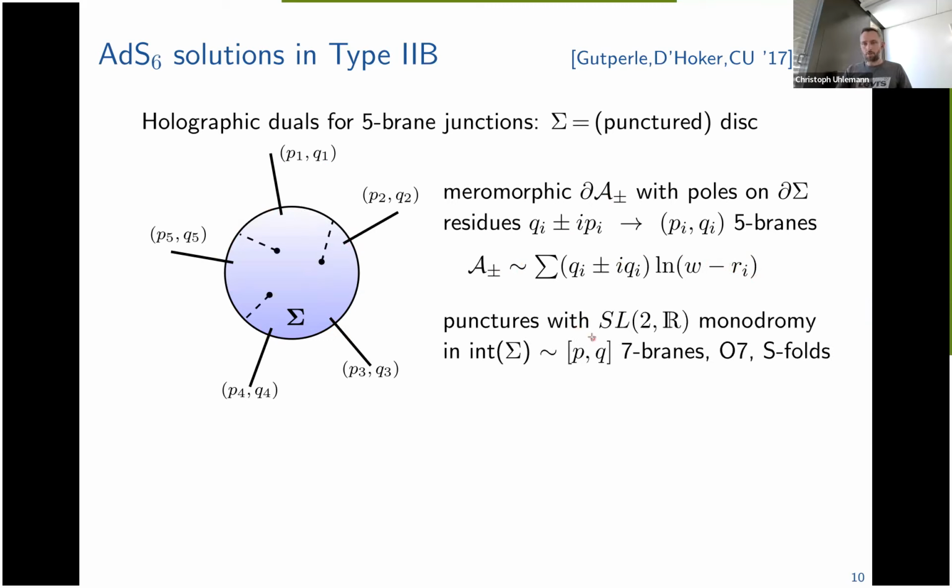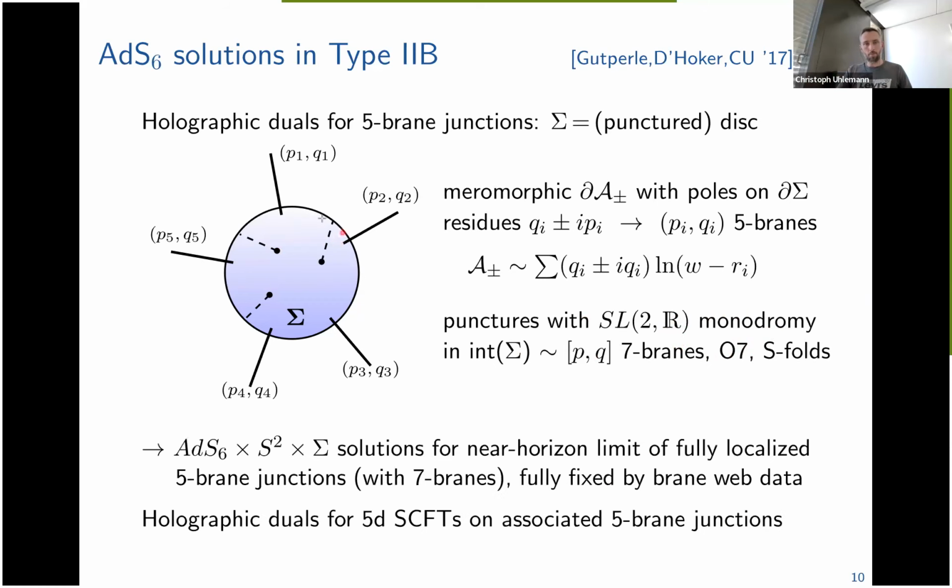All right, we can extend this construction to include punctures on the disk with SL(2,R) monodromy that allows us to realize (p,q) 7-branes in the brainweb, or more general things, including orientifold planes and F-theory 7-branes. But again, for the examples today, I'm going to stick entirely with junctions involving only 5-branes. Okay, so what we have is this class of AdS6 solutions describing the near horizon limit of the 5-brane junctions. It's fully fixed by the brainweb data. There are no moduli, and they provide the holographic duals for the 5D SCFTs we've been discussing.